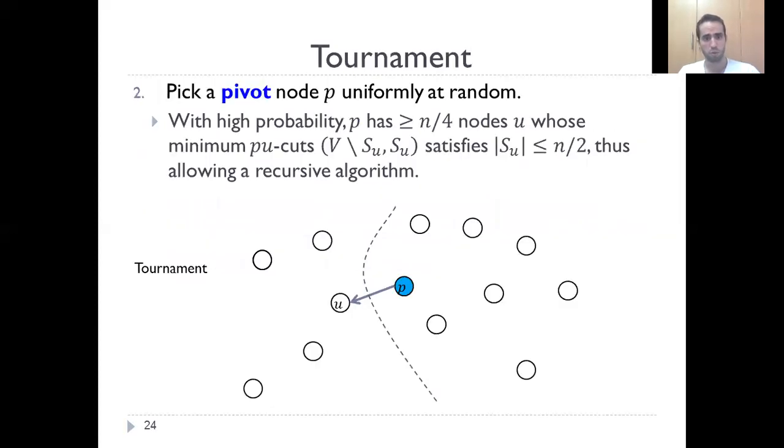Now, the way we prove that there exist many pivot nodes, so that a uniformly random one will satisfy this property, is by constructing a tournament on the input set of nodes in the following way. For every pair of nodes P and U, we have a directed edge from P to U if in the minimum cut between them, the side of U is smaller than the side of P. Now it is known that in tournaments there exist n over 2 nodes whose out degree is at least n over 4. And this is how we get this property.